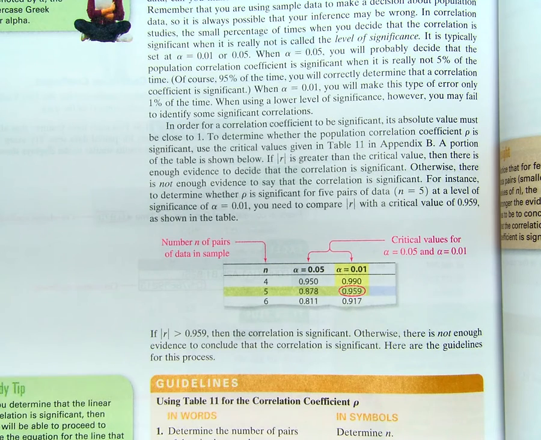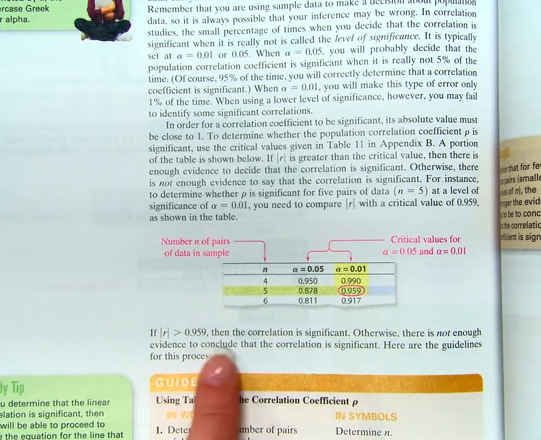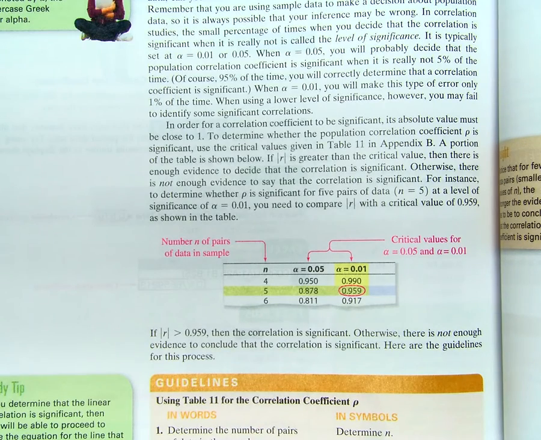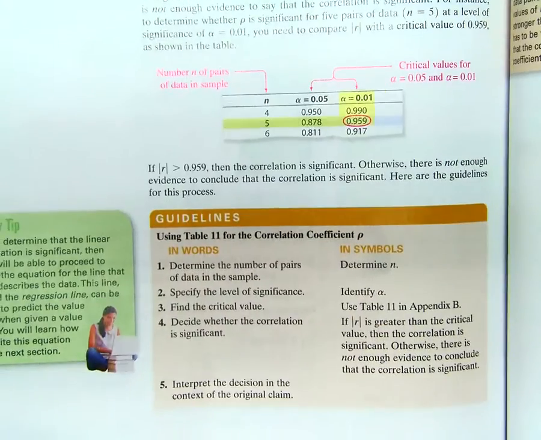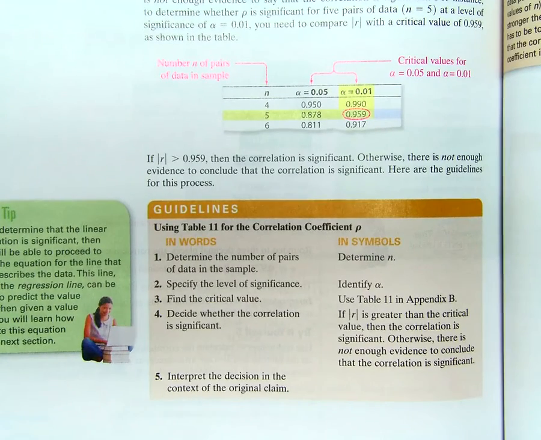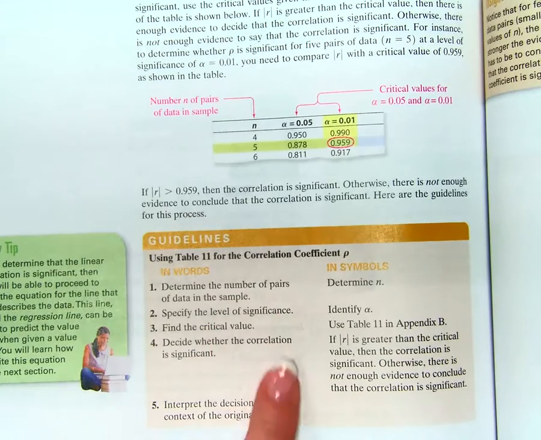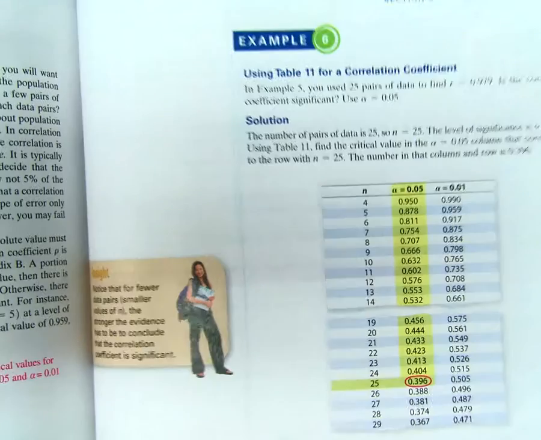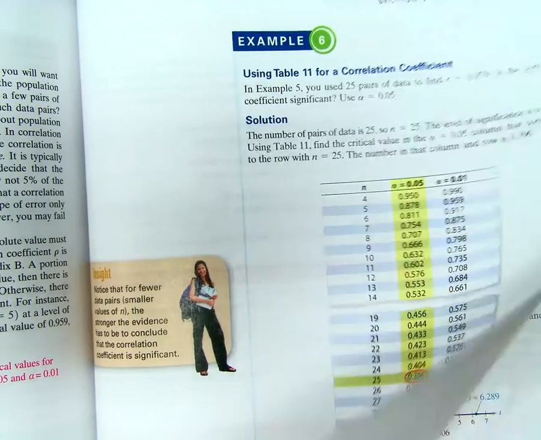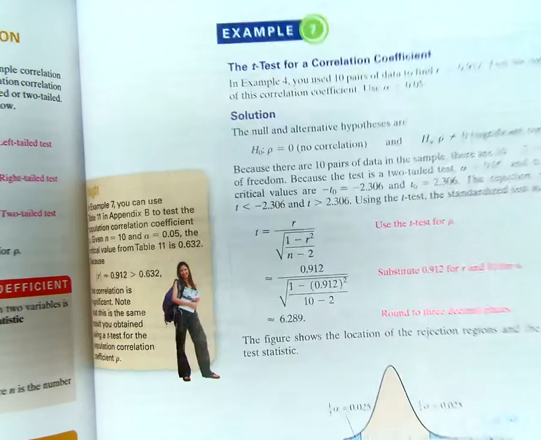Otherwise, if it's not greater than that number, then there's not enough evidence to conclude that the correlation is significant. So that's just saying, if it asks you to decide if it's significant or not, go with that. Okay? So there are some guidelines to remind you how to use Table 11. There's an example of reusing it. I just showed you one, so we don't really need to talk about that.